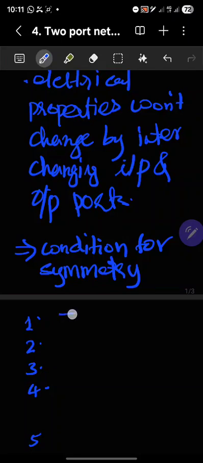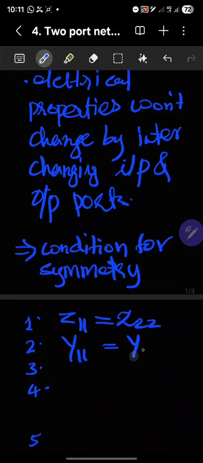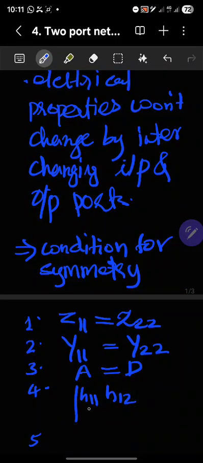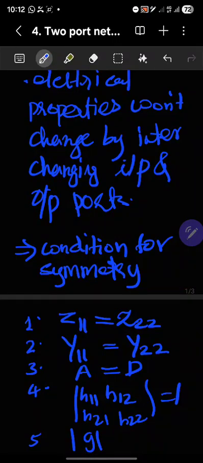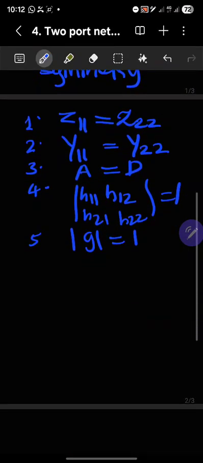In terms of Z parameters, if Z11 is equal to Z22, then it is a symmetrical network. In terms of Y parameters, if Y11 is equal to Y22, then it is a symmetrical network. In terms of ABCD parameters, A should be equal to D. In terms of H parameters, the determinant of the matrix H11, H12, H21, H22 should be equal to 1. The same is applicable for G. For simplicity I am writing the determinant of G should be equal to 1. This is the condition for symmetry.